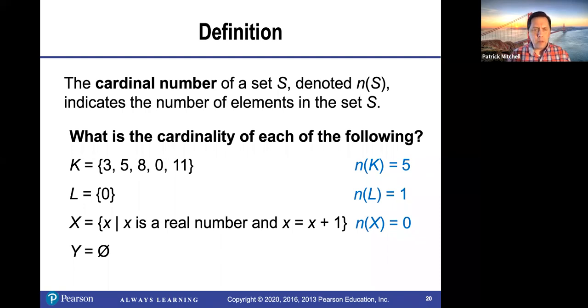And let's see, I don't think I've told you about this yet. Set Y, that is a symbol for the empty set. It is the set that contains no elements. So the cardinality of Y is also 0. X and Y are actually the exact same set.